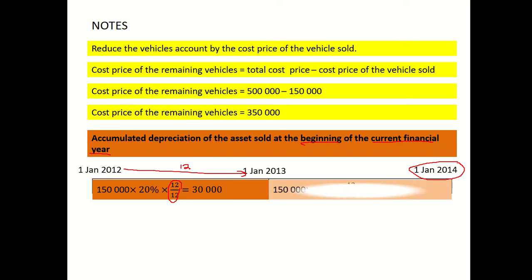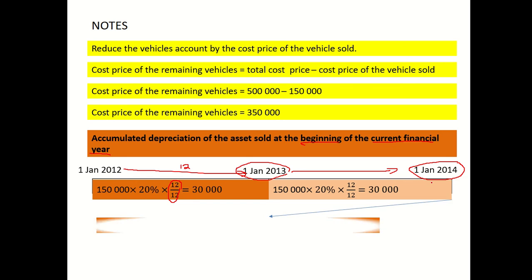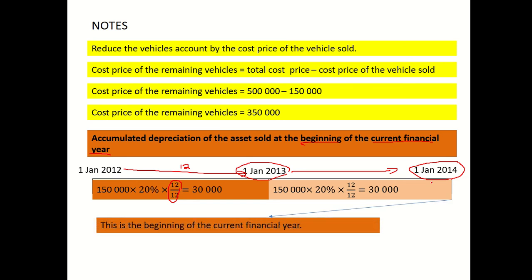For the next financial year, which starts on the 1st of January up to the 31st of December 2013, we used it for the whole year. So hence we do the same thing. The depreciation for 2012 was 30,000. Depreciation for 2013 was 30,000. It simply tells us that this is the beginning of the current financial year, as I've stated.